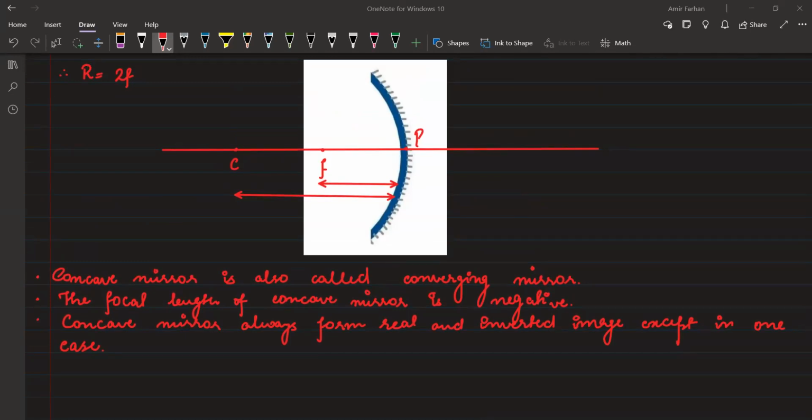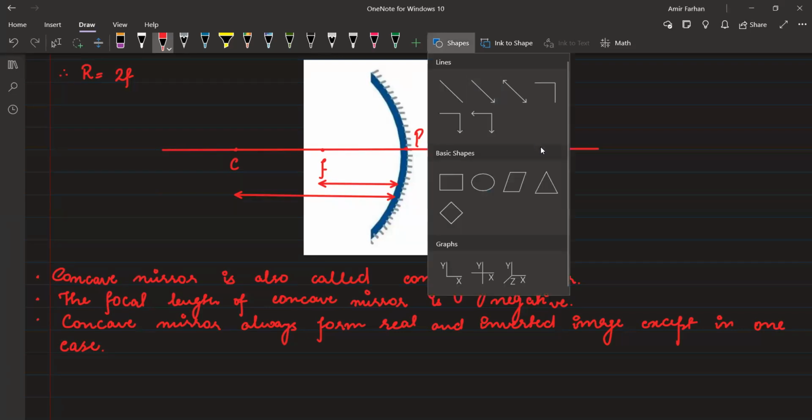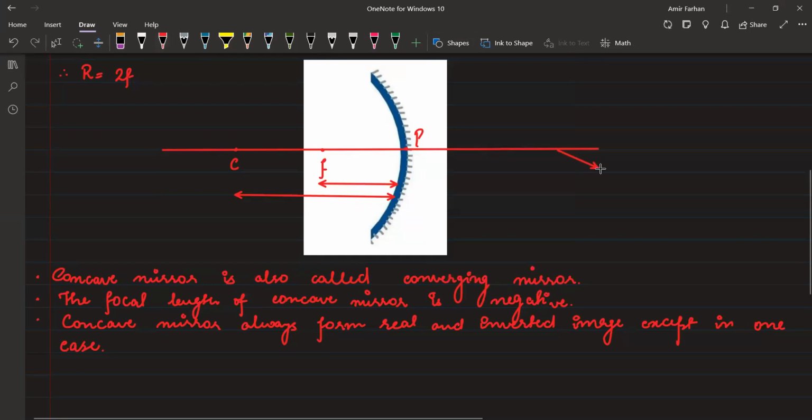Mariam, Nabila, Arya, and Gianna, any doubt so far, dear? Please tell me. No, sir. Okay, that's good. And what is this line passing through the pole called? Principal axis. Principal axis. Very good.